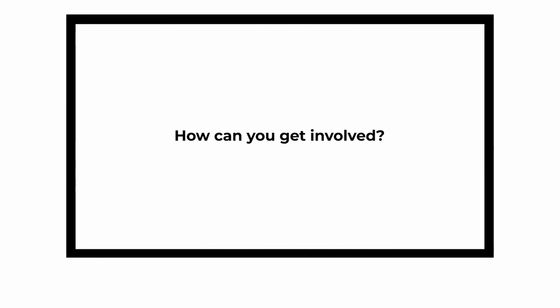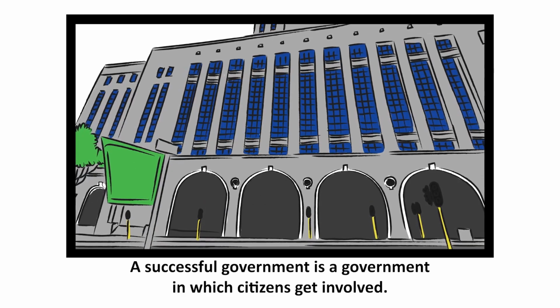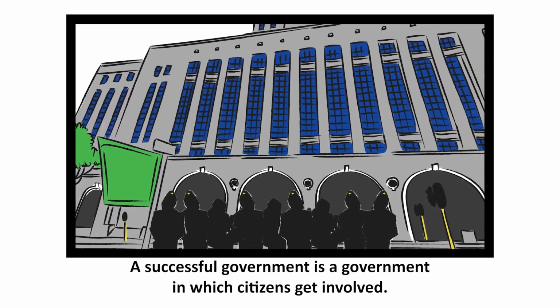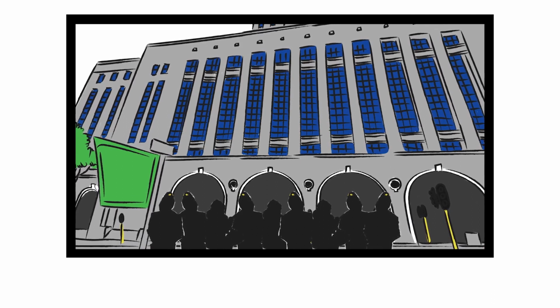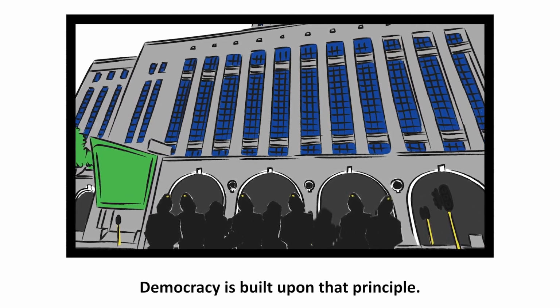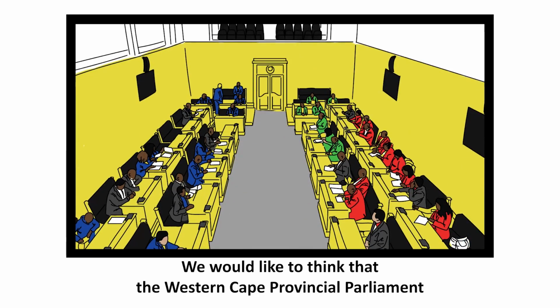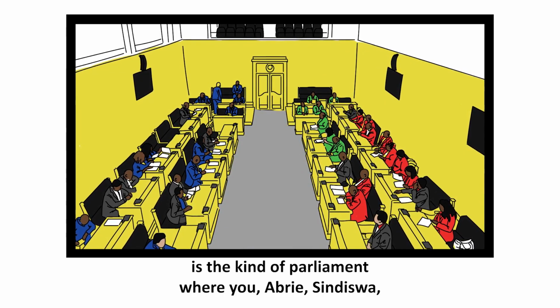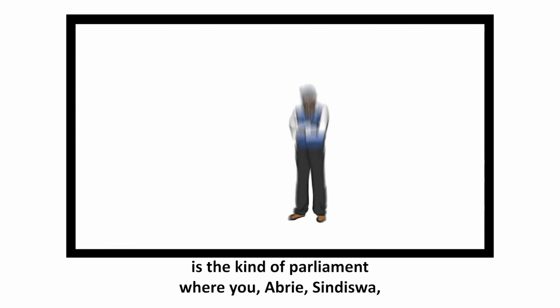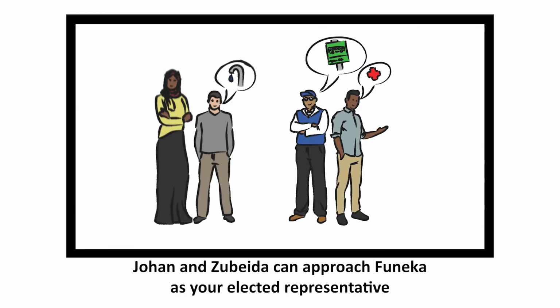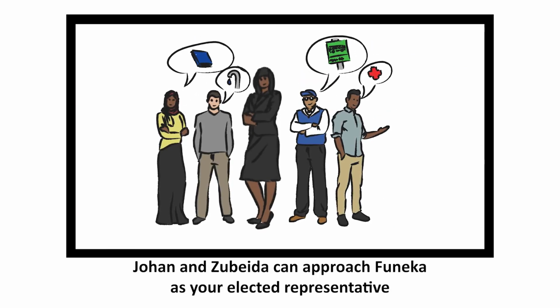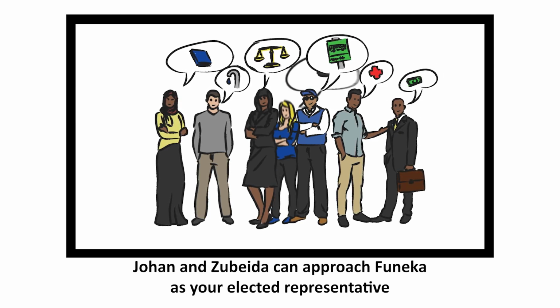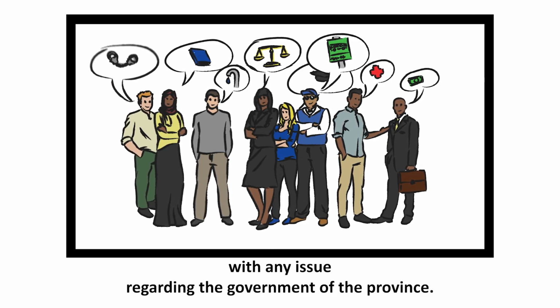This is your Parliament. So how do you get involved? A successful government is a government in which citizens get involved. Democracy is built upon that principle. We would like to think that the Western Cape Provincial Parliament is the kind of parliament where you, Aubrey, Sindiswa, Johan, and Zubeida can approach Funega as your elected representative with any issue regarding the government of the province.